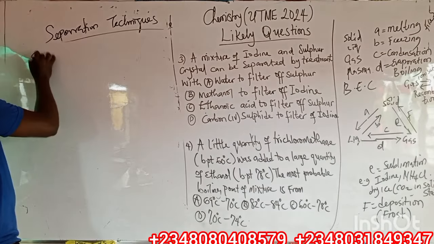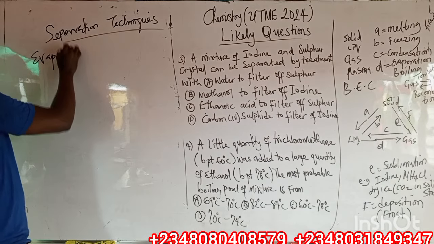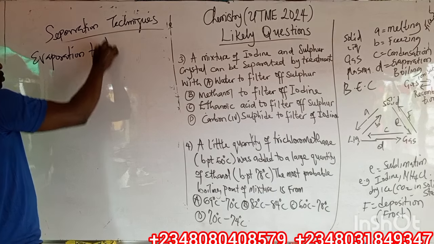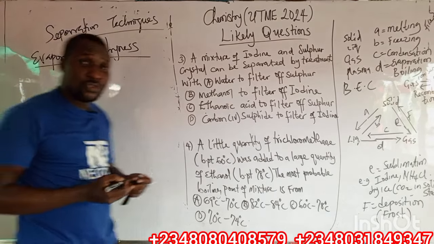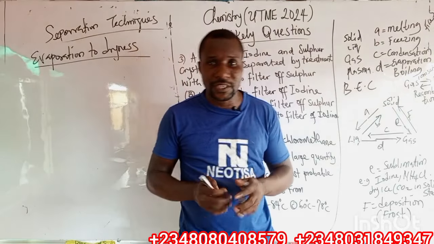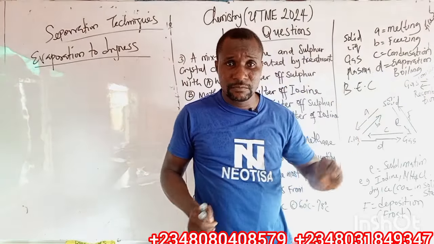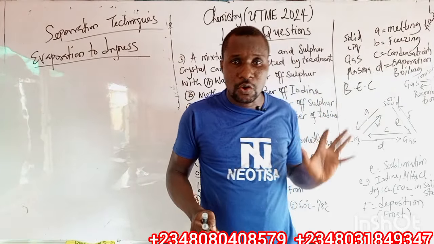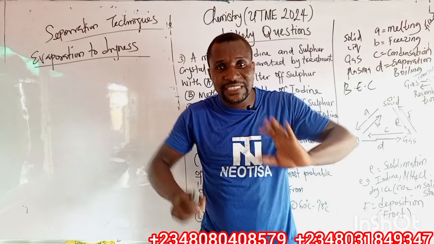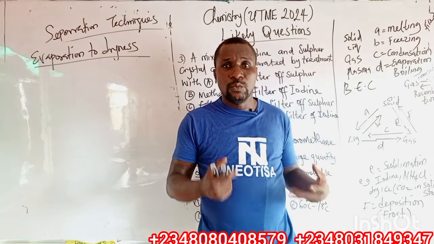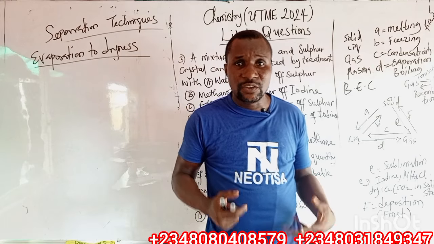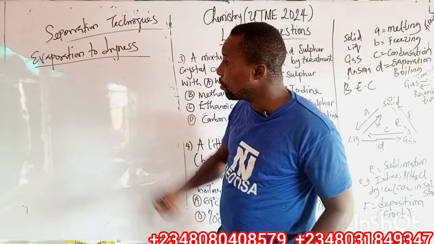Evaporation to dryness. This one is used to separate salt that can withstand heat, that it cannot destroy, from a mixture. If you have salt that can withstand heat, which it cannot destroy, from a mixture, we use evaporation to dryness.